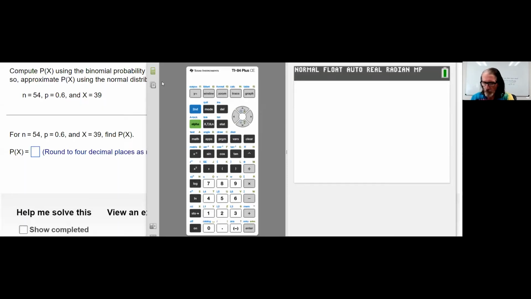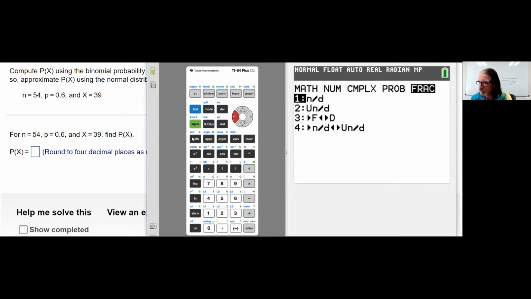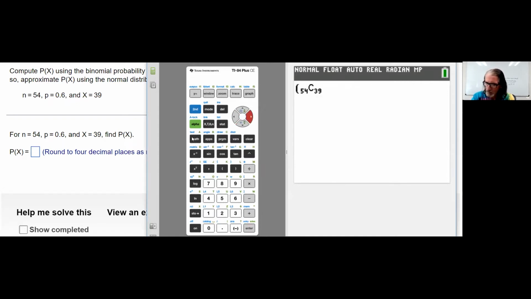All right, so using the formula, we would have nCr, so 54 choose 39. Times probability of success, 0.6, raised to the 39th power, that's how many successes we want, times the probability of failure, which technically I could find out that that's 0.4. It's not such a bad number. And you need those parentheses there if you're going to do that.